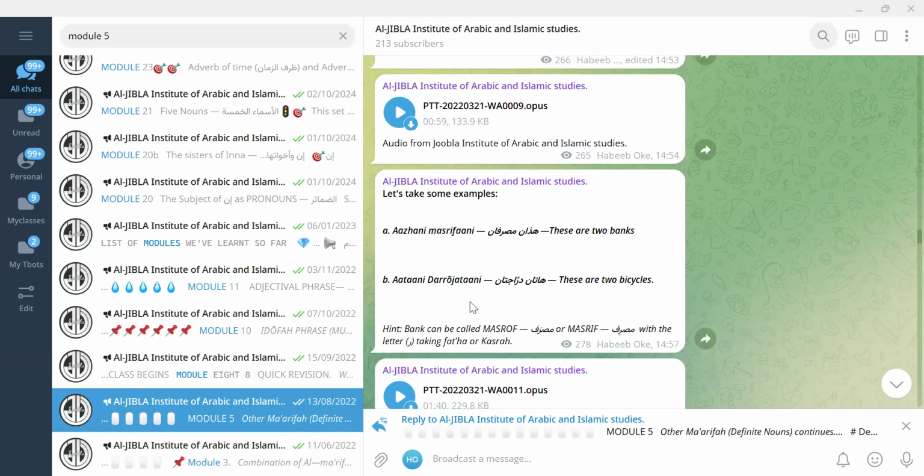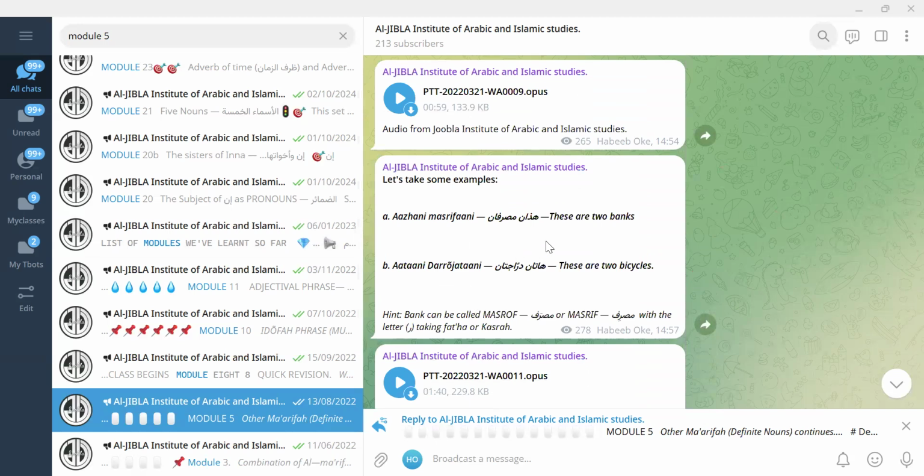Now let's take some examples. So we have hadani masrifan, meaning that these are two banks. Are we following this? These are two banks. And for feminine, we have hatani darajatan. Darajatun, you add alif and noon to make it two, darajatani. And then you already have hatani. Hatani darajatani. These are two bicycles.